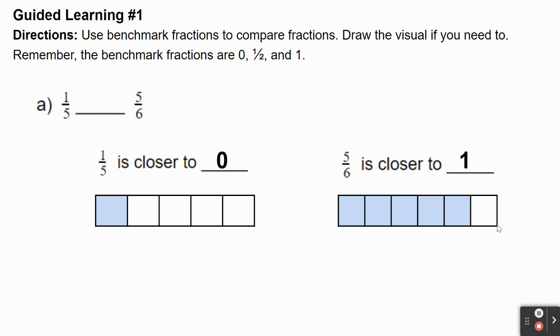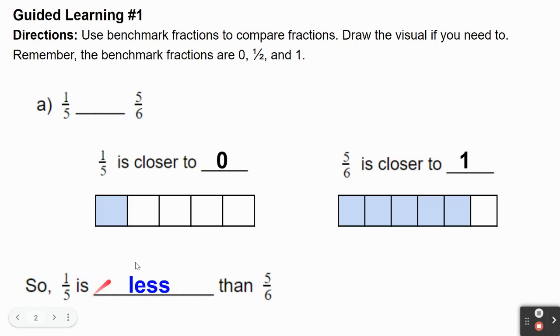So if we were to compare these benchmark fractions, we can see that 1 is much bigger than the benchmark fraction 0. So since 1 is bigger, 5/6 is going to be bigger. So 1/5 is less than 5/6. We can also see that in the model here. There's a lot less shaded in our first model.